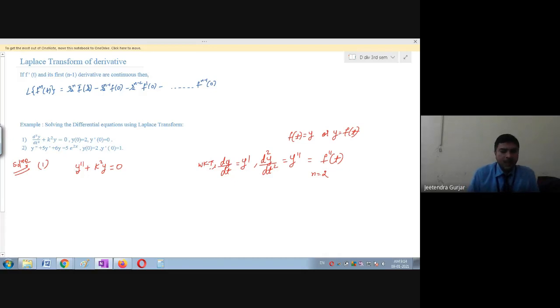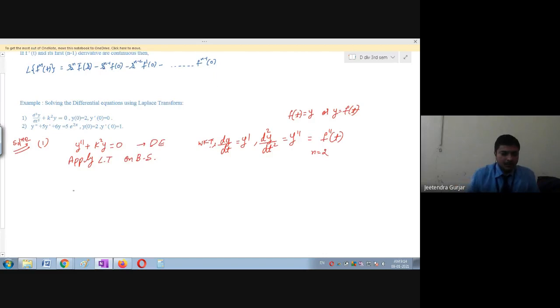dt square. Okay, now after writing in this equation form, one can easily see this is a differential equation. I will take this as DE. What is DE? Differential equation. So when you get it in this form, immediately you are going to apply the Laplace transform on both sides. Okay, let us see now.